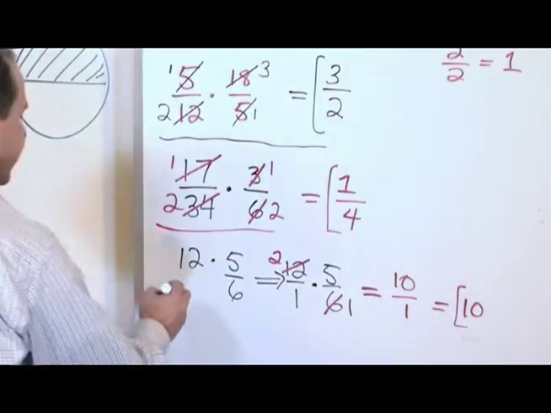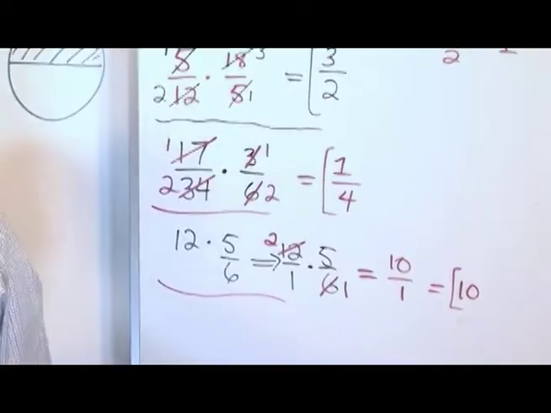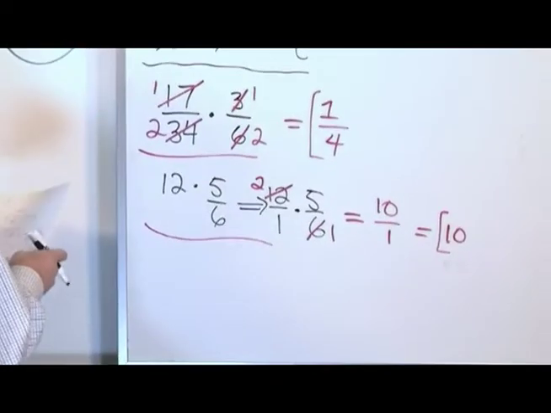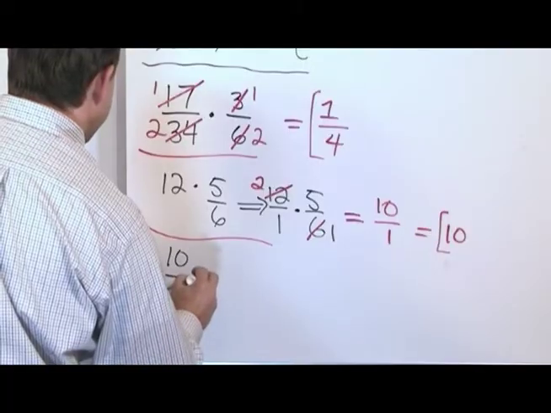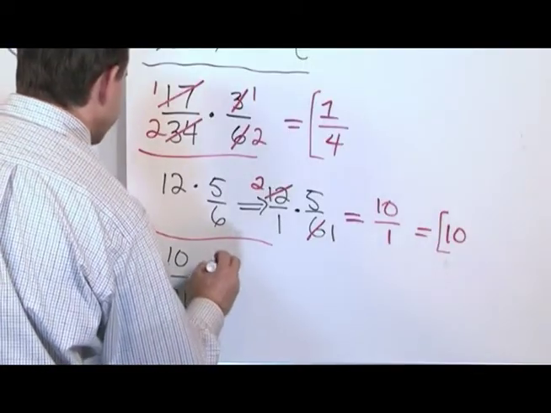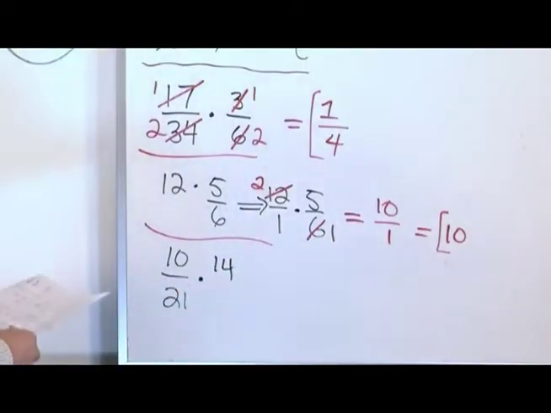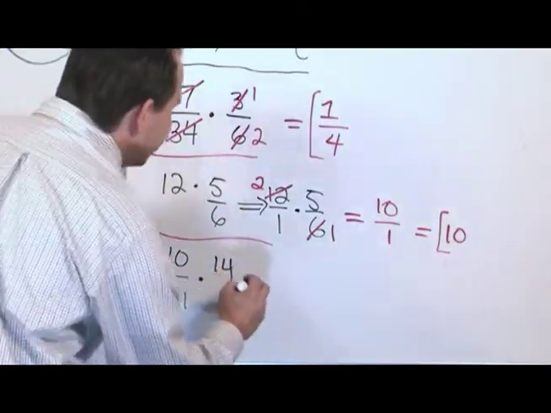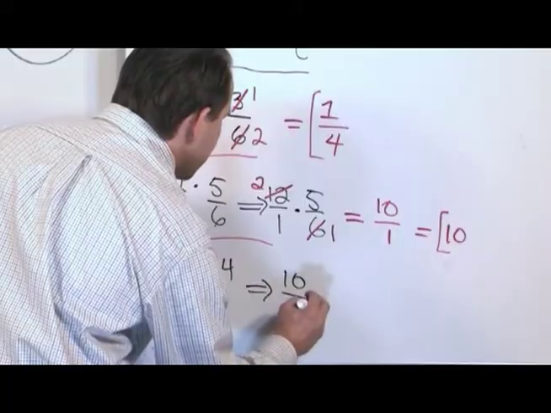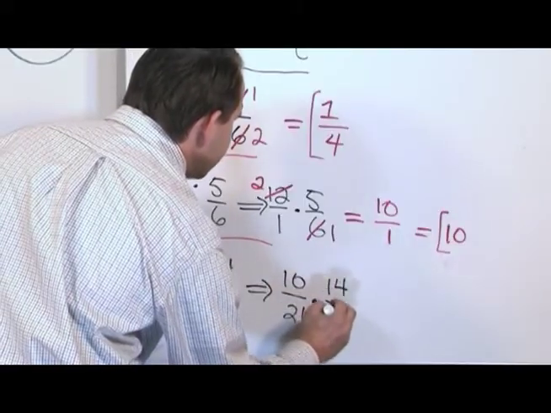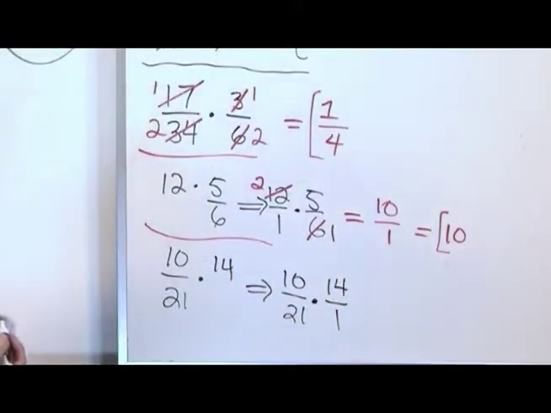Now let's do one more in this little series here on multiplying fractions. 10/21 multiplied by 14. Same exact deal. I've got a fraction times a number, but just to make it easy on yourself, make it a fraction multiplied by a fraction. Then you can visualize it easier, 14/1.